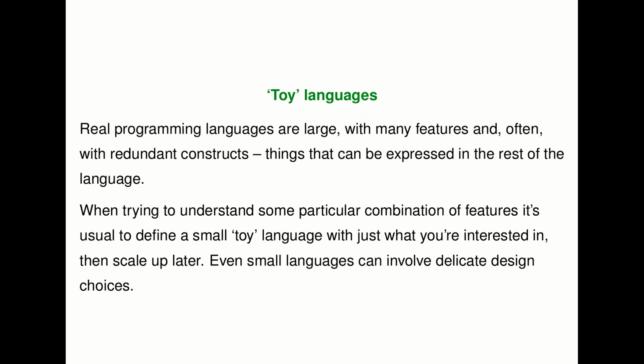In the same way, when you're trying to understand programming languages and how language features interact, it's a good idea to have a model organism, which is going to be some kind of small or toy language that supports just the features that we're interested in and no others. Then when we understand how that collection of features interacts and works together, we can scale it up to a larger language. And even very small languages can involve very delicate design decisions, because whenever you have multiple features, you have a lot of possible interactions that you need to consider.